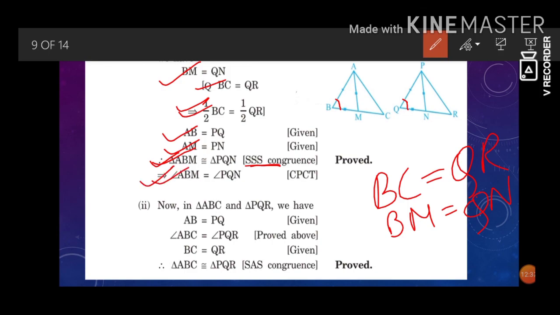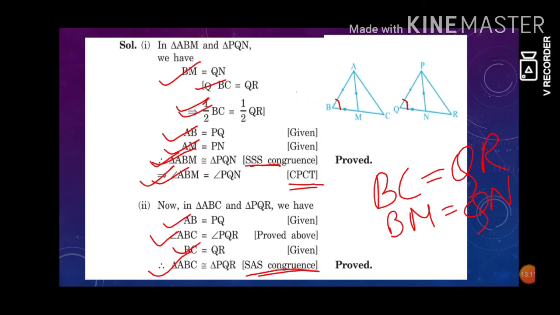So angle ABC is equal to angle PQR by CPCT. Now we need to prove the congruency of the triangles ABC and PQR. In triangles ABC and PQR, AB is equal to PQ, that is given. Angle ABC is equal to angle PQR, that we have proved above by CPCT. And BC is equal to QR is also given. So by the side-angle-side congruency rule, we can say that the triangles are congruent to each other.